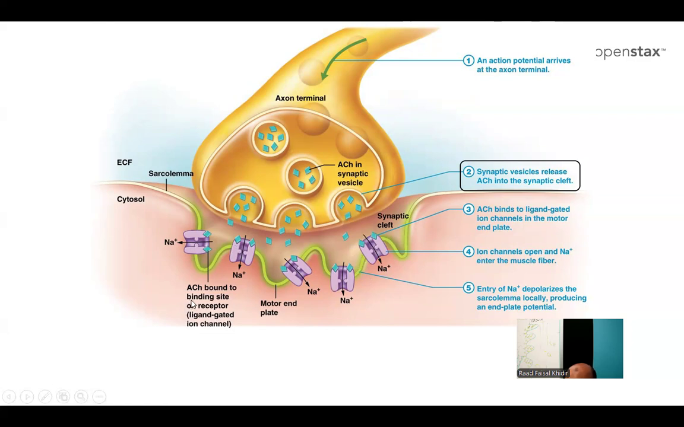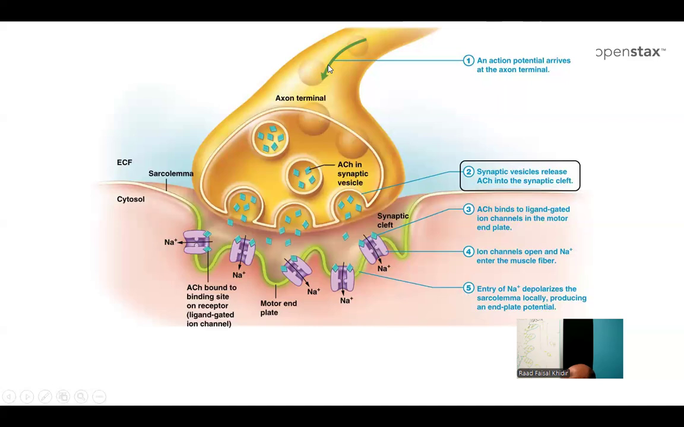You see, acetylcholine is bound to the binding site on the receptor, and there's a ligand-gated ion channel. The ion channel opens and the sodium enters. Guys, this is really important. At the neuromuscular junction, you have the neuron, and that's the muscle. What happens? Number one, an action potential would come.